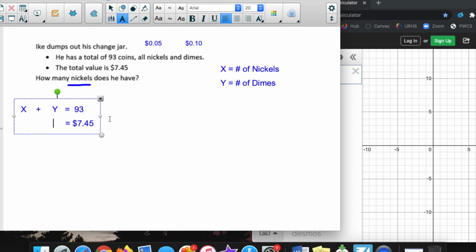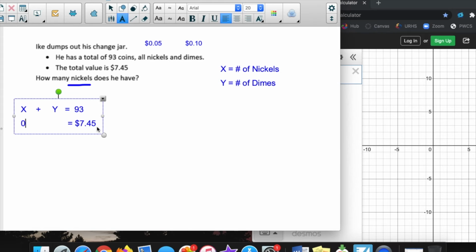So if he had 93 coins and all of them were nickels, we would do 93 times 0.05, and that would tell me how much money he has in total. But again, I don't know how much of each individual coin he has. I just know that the nickels are worth 5 cents, the dimes are worth 10 cents.